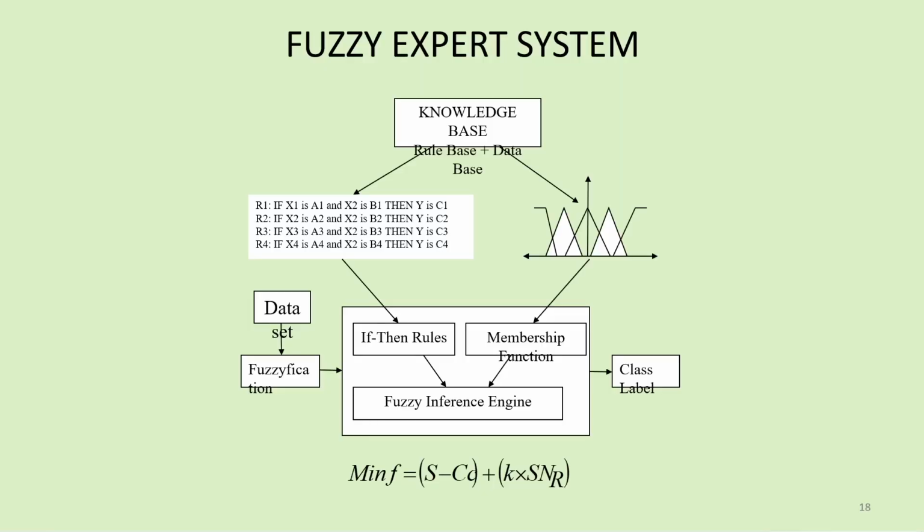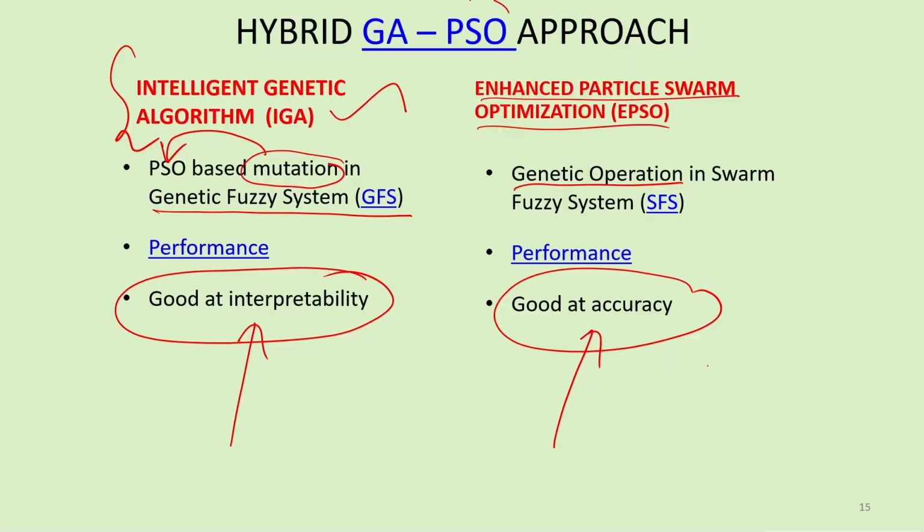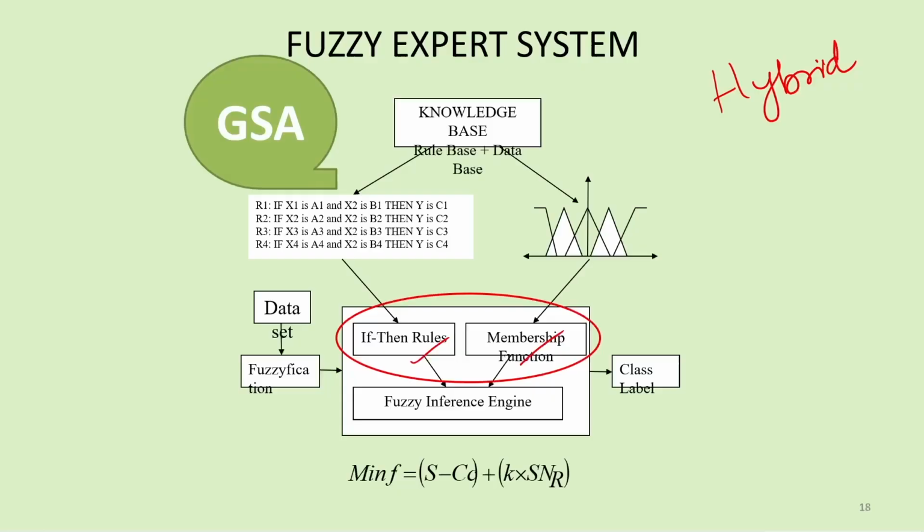Let me revisit the fuzzy expert system once again, because in this aspect we are going to discuss some more complicated hybrid versions. The previous one is also a hybrid, right? Genetic operation is brought into PSO, which is enhanced PSO, and PSO operation is brought into genetic, so we treat it as a hybrid. But still more complexity in terms of representation and other things can be included, and in order to include that, we may again treat the if-then rules and membership functions. So two algorithms can be introduced here. One is GSA, that is the genetic swarm algorithm.